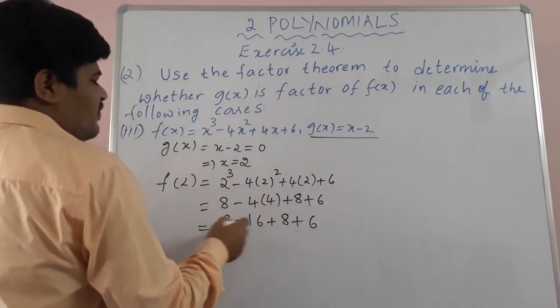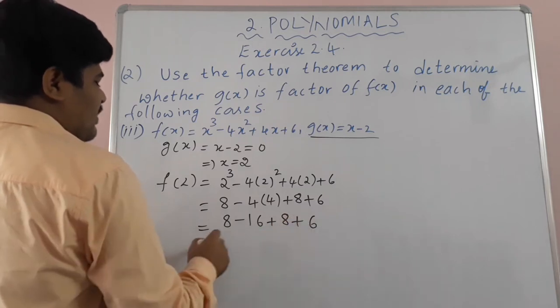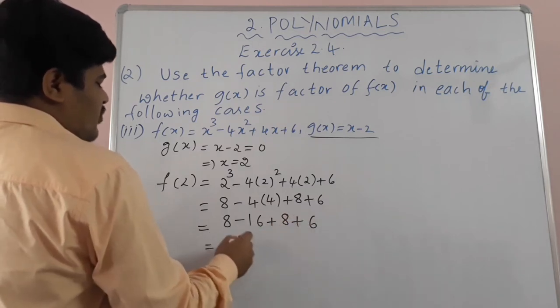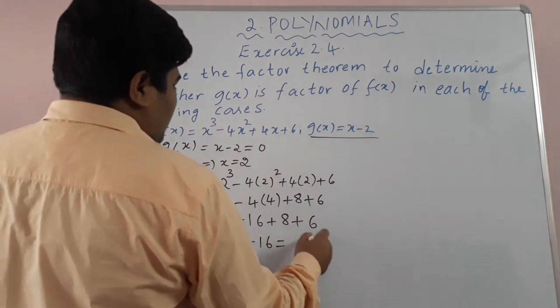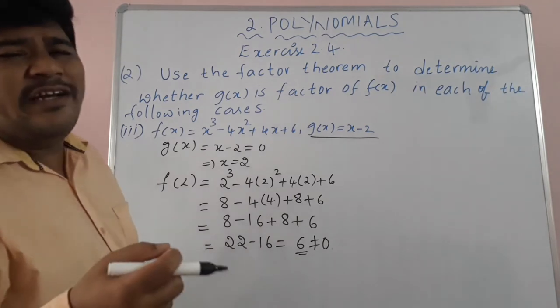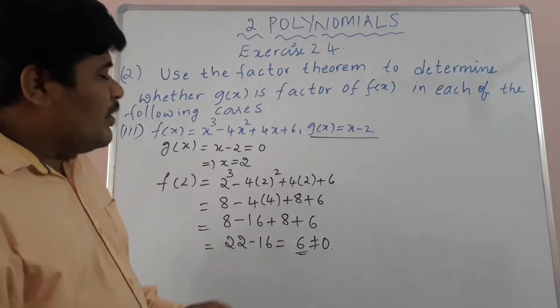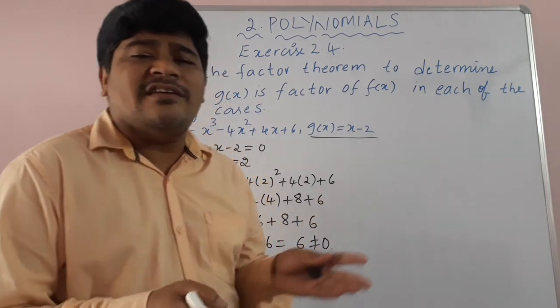8 positive, inside of this nothing is there, plus symbol plus symbol. 8 plus 8 is 16, 16 plus 6 is 22. So children, 22 minus 16 gives us 6, which is not equal to 0. Here we didn't get remainder as 0. So only if the remainders are 0 can we call those divisors factors.